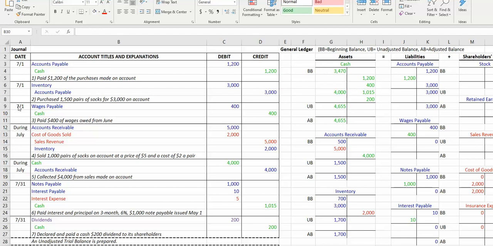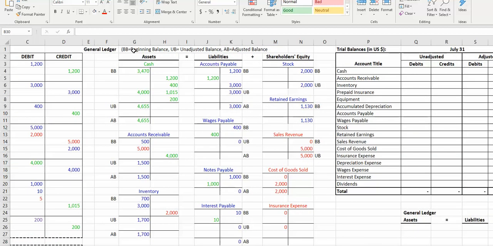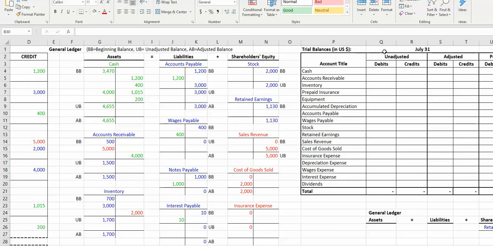In this video, I'm going to go through preparing an unadjusted trial balance and then recording our adjusting entries. So what we've done is recorded the entries in the journal. We've been posting them to the ledger, updating our balances, and now we're at the point where we're going to prepare an unadjusted trial balance.